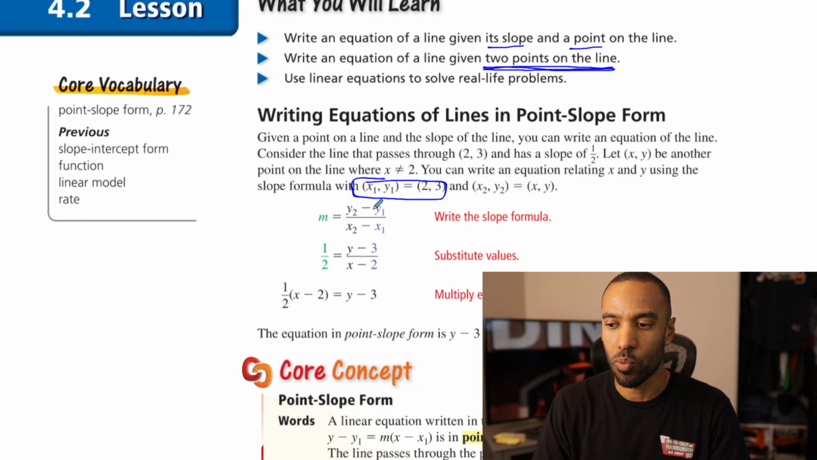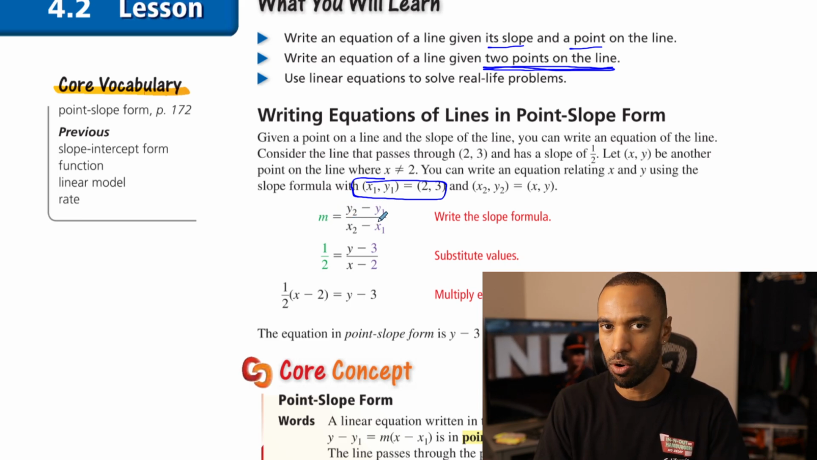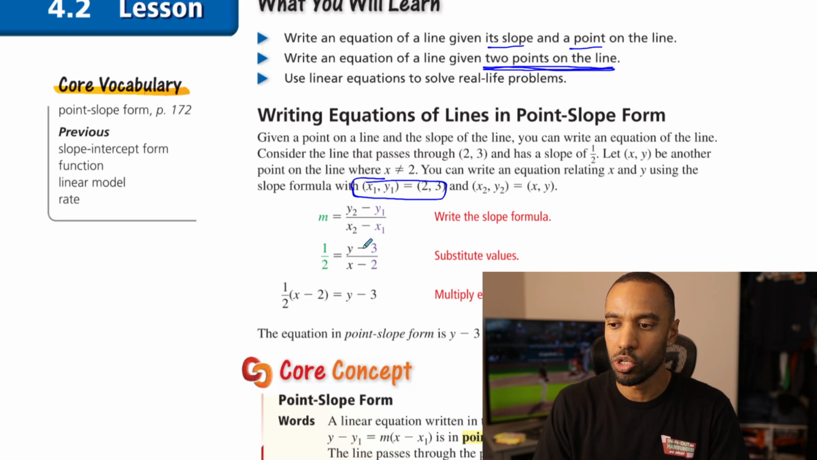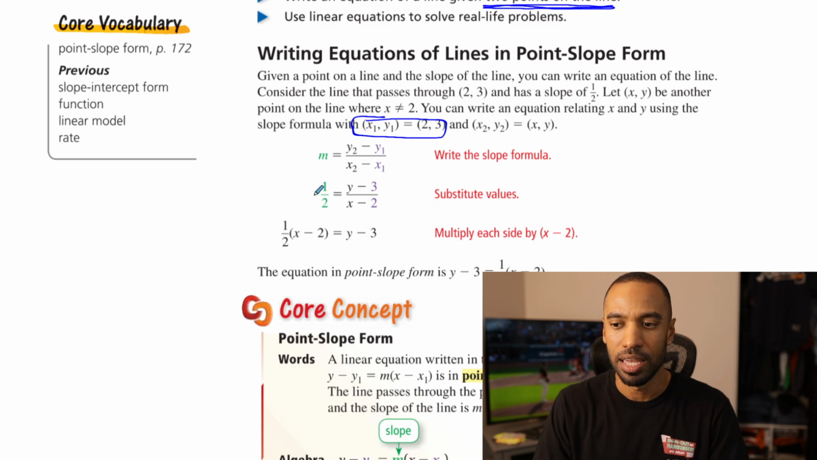So our slope is y2 minus y1 over x2 minus x1. That's our formula. If we substitute 2 and 3 for our x1 and our y1 in this formula, then the equation looks like this. Kind of strange looking proportion.